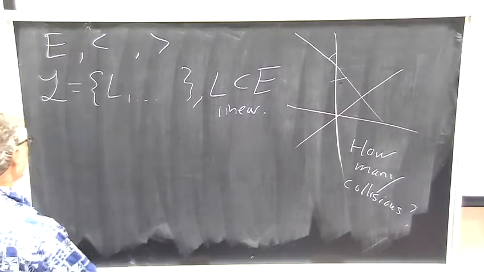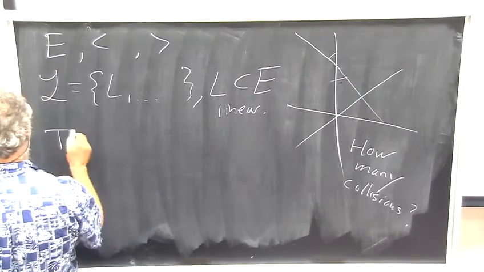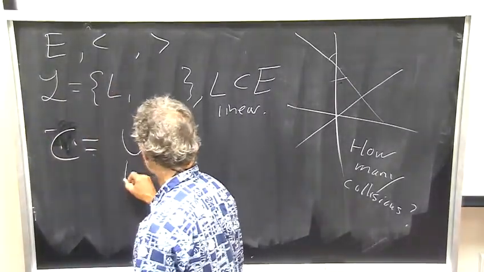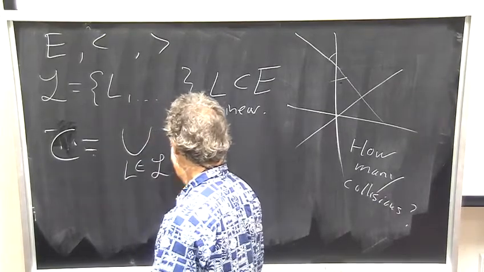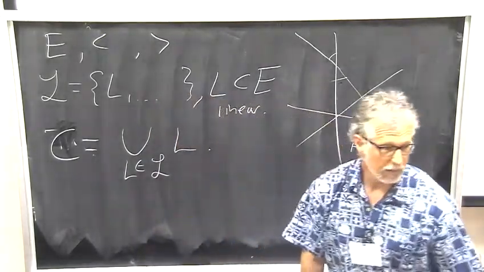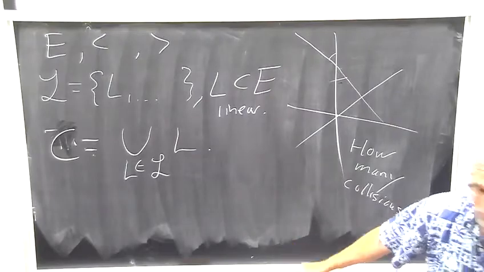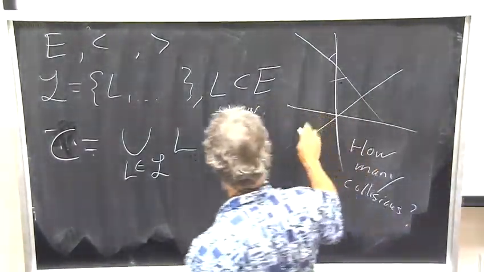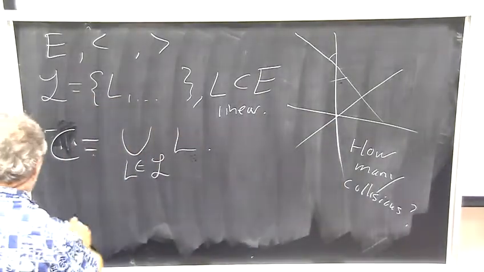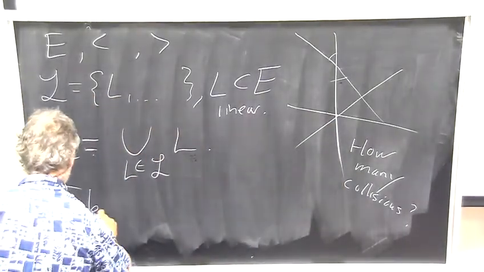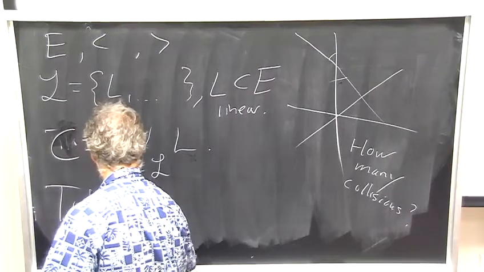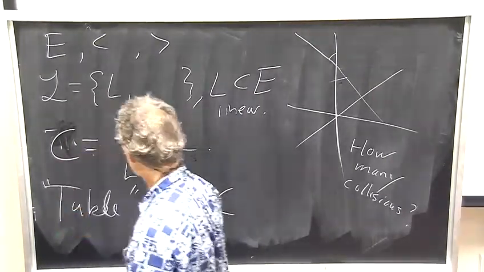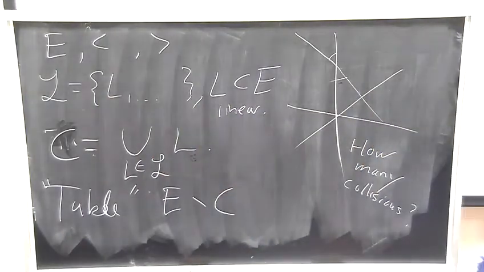And so first, the collision locus C is just the union of all of these. So it's a hyperplane arrangement, well, that's not hyperplane. It's a bunch of subspaces. So think of all those axes. And then the table is the complement, so that's your billiard table. Think of that as your billiard table.